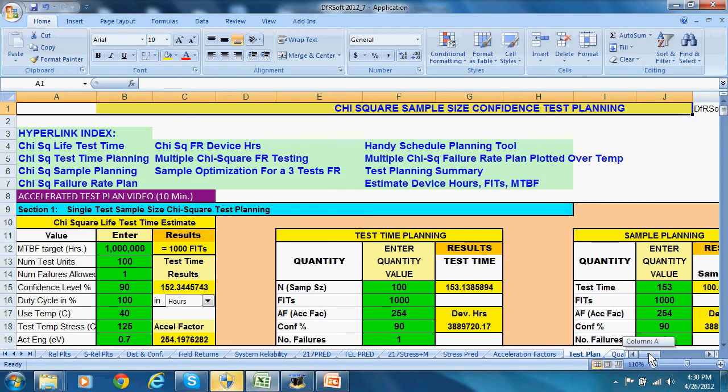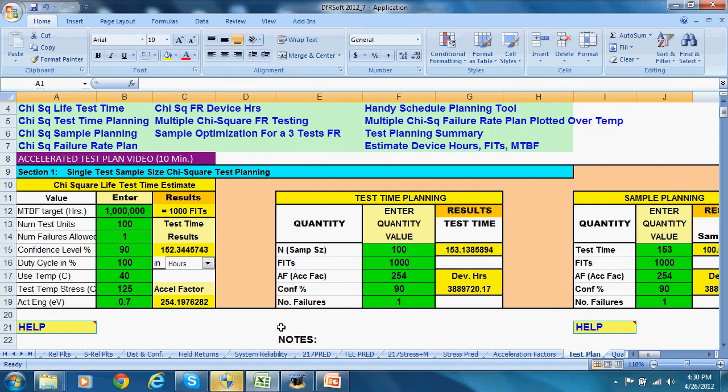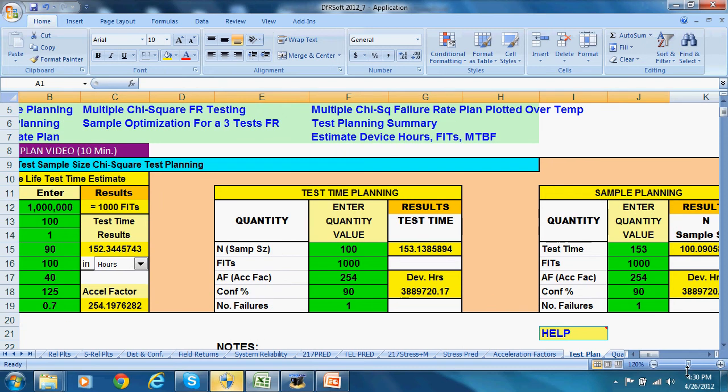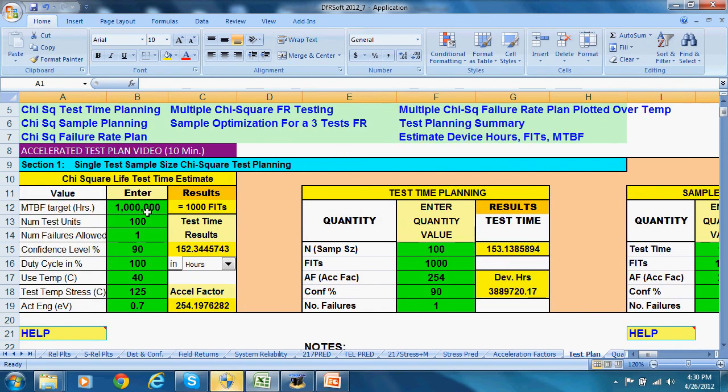The first calculator is the Chi-Squared calculator for estimating the test time. Let me zoom in on it. Our goal here is entered as an MTBF of, say, 1,000,000 hours, and that's equivalent to 1,000 FITs. We're going to test 100 samples. We're going to allow for one failure. You want to allow for a failure because you may get a failure on test, and you want to make sure that you've set up your test correctly with your device test time.